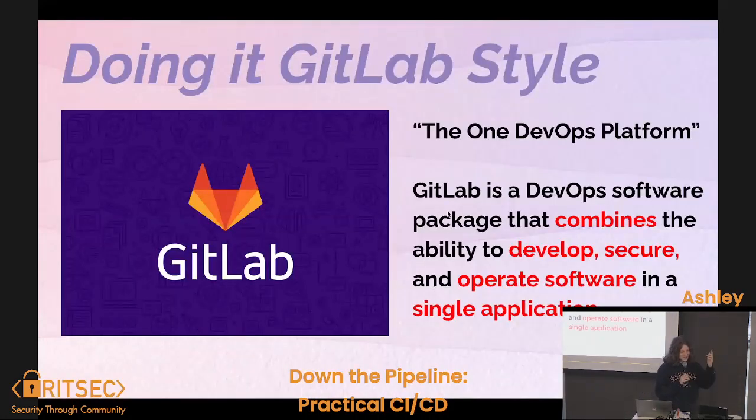So we're gonna do it GitLab style, all right? So GitLab is self-described as the one DevOps platform. It's basically a software package that combines the ability to develop, secure, and operate applications in a single application. So it has a lot of the features that those other tools had, like Jenkins, JUnit for testing, except it does it all in the same little application, which is pretty cool.